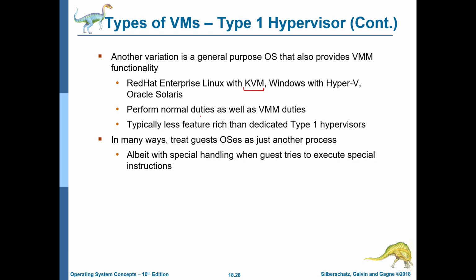And such OS based solutions, Linux KVM being the most popular, typically do not have that many features and are typically not as efficient as dedicated type 1 hypervisors. But they are still very popular because a regular OS can do all the job. So in many ways, what happens in such augmented type 1 hypervisors is that it treats guest OSs as just a separate process that is running. Of course, it is handled in a special way, particularly with regards to special instructions and memory, as we have seen. But the abstraction is that the guest OS is a process.